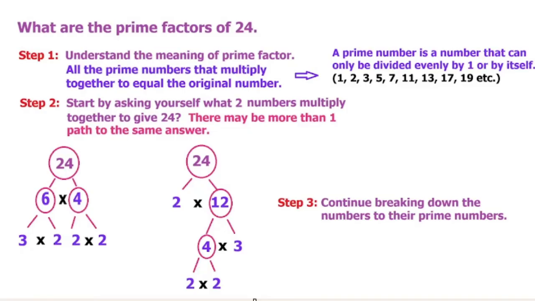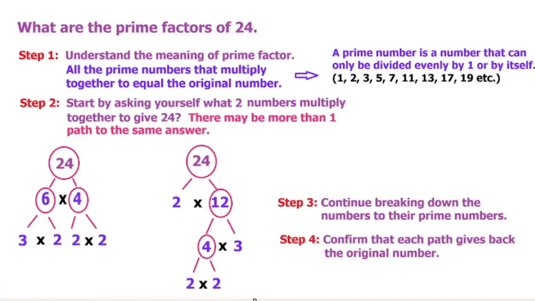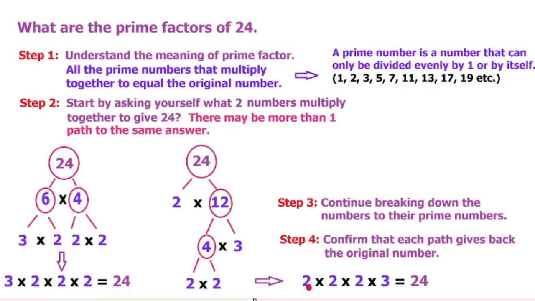So confirm that each path gives back the original number. So let's do that. For this one, we just multiply back these prime numbers together. 3 times 2 times 2 times 2 equals 24. Now let's confirm the other one. 2 times 2 times 2 times 3 equals 24. And it gives the exact same answer. You get the exact same prime numbers. And that's prime factorization. It's very simple.